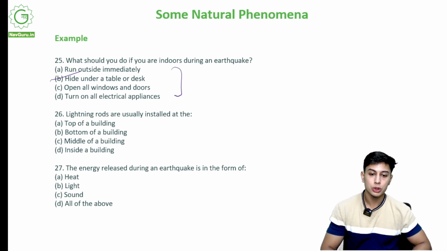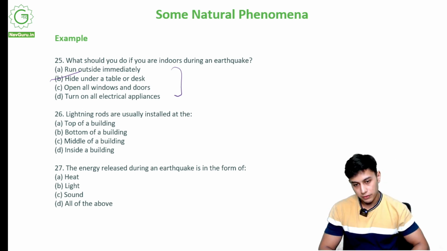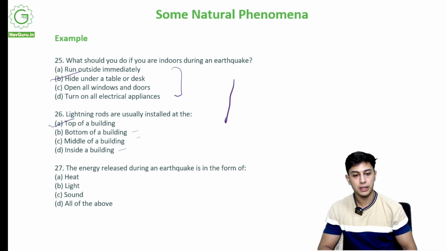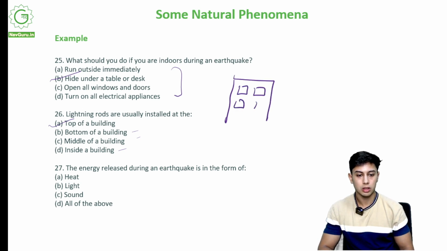Lightning rods are usually installed at the top of the building, bottom of the building, middle of the building, inside the building. It is at the top of the building. So if this is a building, this will be the lightning conductor at the top so that electricity can pass through this safely into the ground.